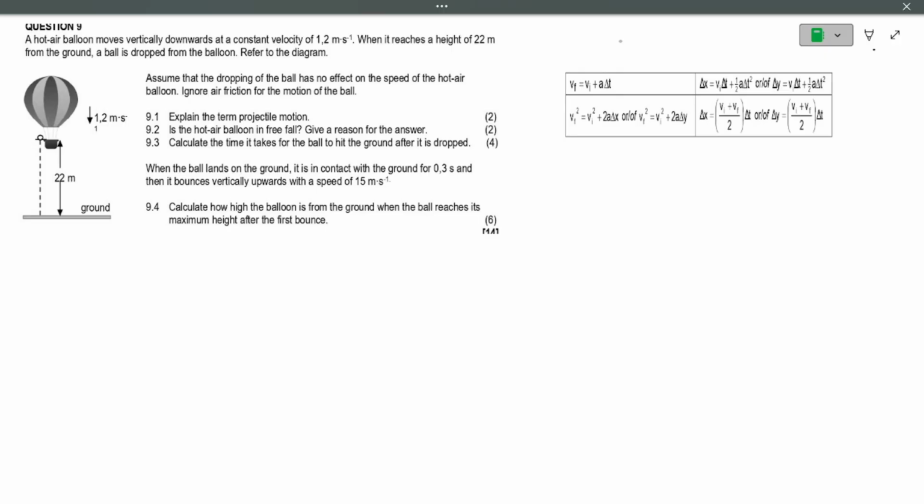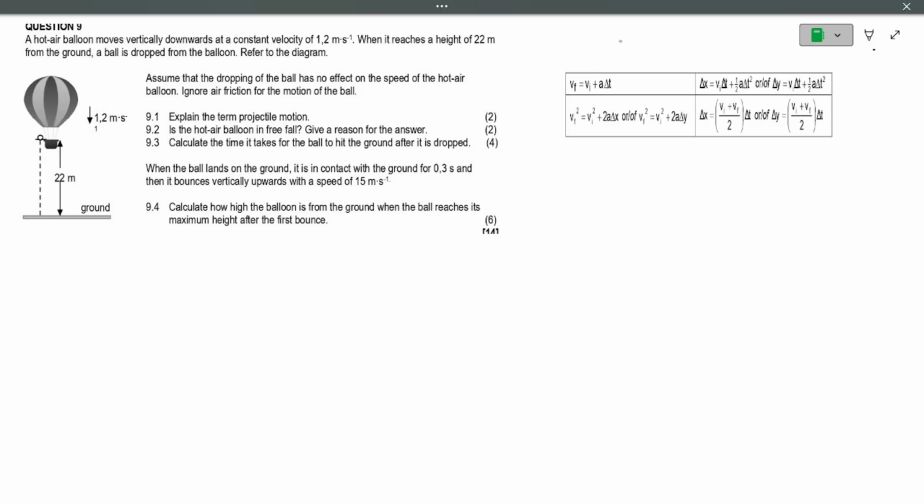Okay, it says that a hot air balloon moves vertically downwards at a constant velocity of 1.5 meters per second. When it reaches a height of 22 meters above the ground, a ball is dropped from the balloon. Refer to the diagram. Assume that dropping the ball has no effect on the speed of the hot air balloon. Ignore air friction for the following motion of the ball.